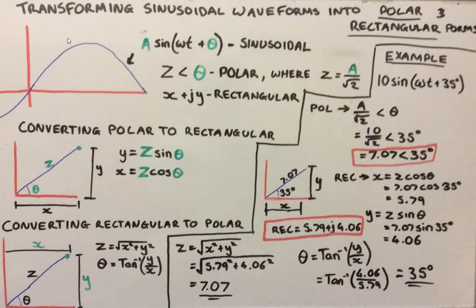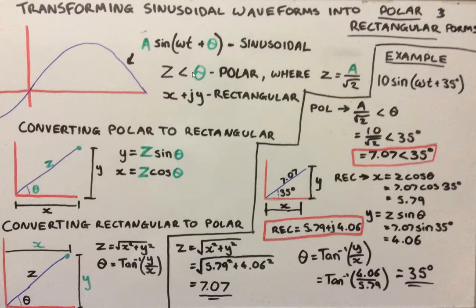Hi guys, I'm going to be showing you a quick tutorial on how to transform sinusoidal waveforms into their polar and rectangular forms. So you'll be given the equation A sin(ωt + θ), and this is the sinusoidal waveform, where A is the amplitude and θ is the phase angle.